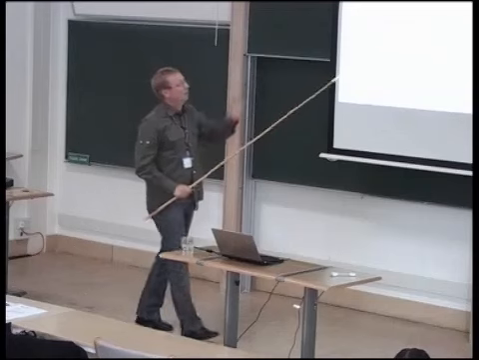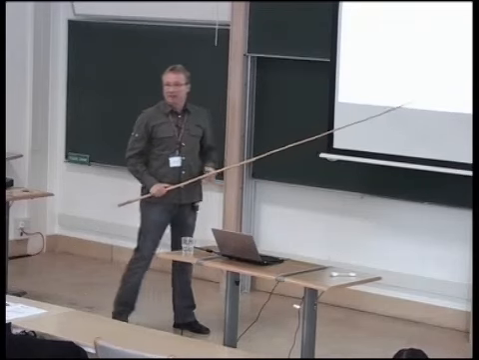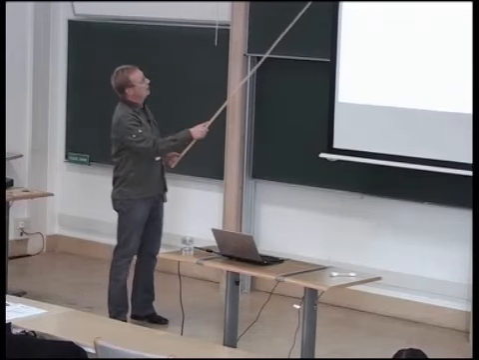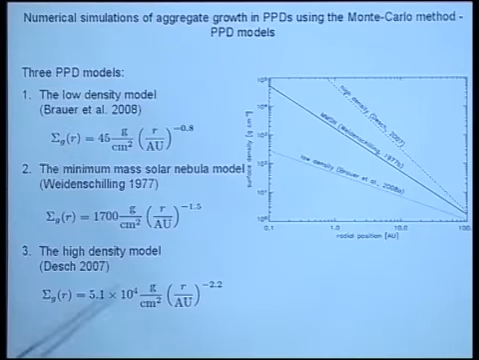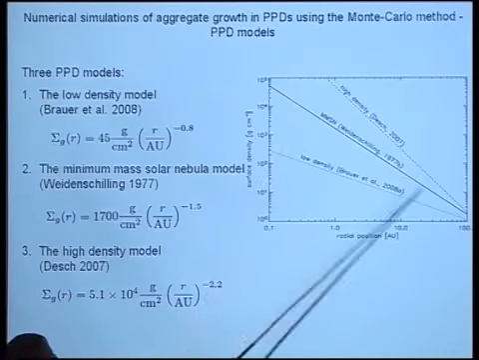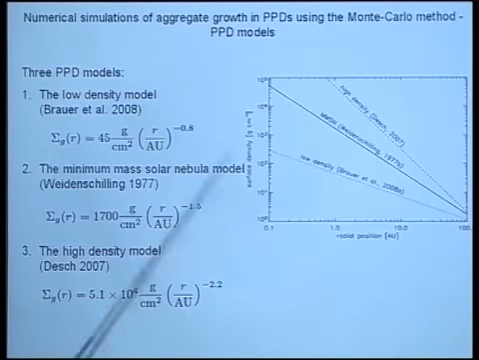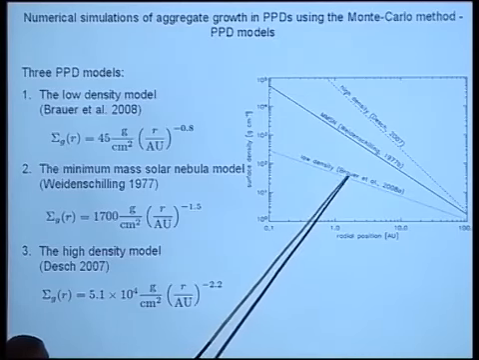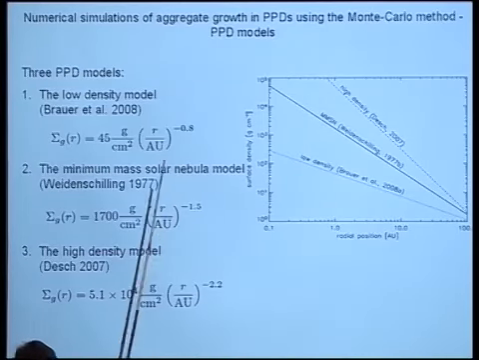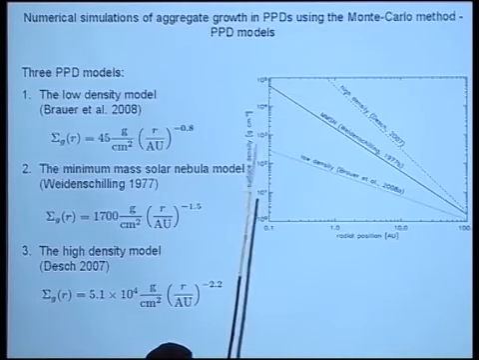And we applied 3 models. And we've heard about those models. The low density model by Fritjof Brauer and co-workers. The minimum mass solar nebula model and the DASH model. That's the high density model. The plots of the surface density versus radial position are here, but we are only working at 1 AU in the midplane. So be cautious here.